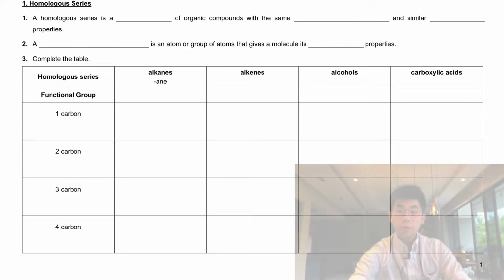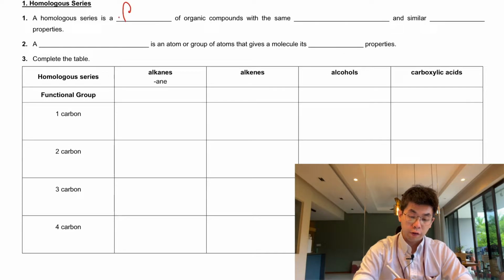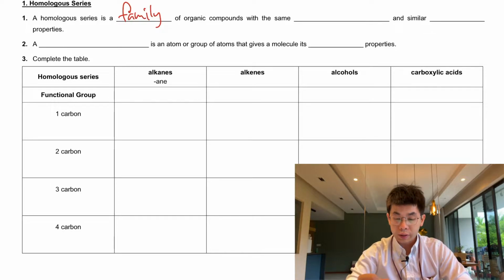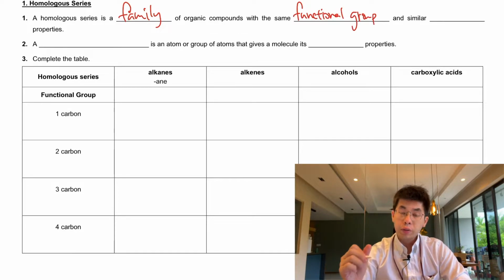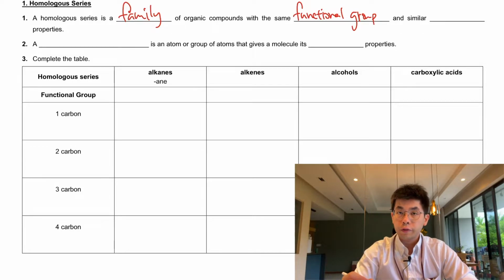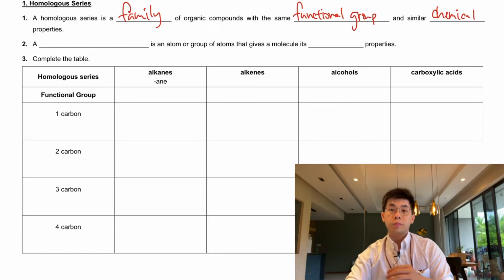Okay, so hello everyone. Today we are going to learn about homologous series. So what is a homologous series? A homologous series is actually a family of organic compounds that has the same functional group, and because they have the same functional group, they have the same chemical properties. So same functional group means same chemical properties.